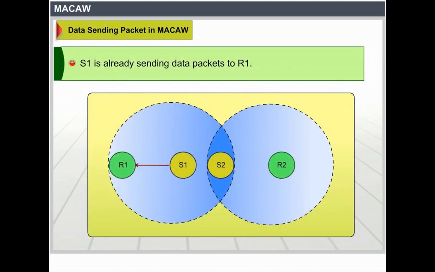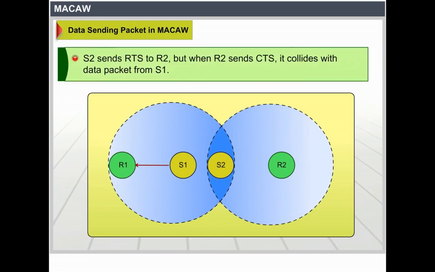S1 is already sending data packets to R1. S2 sends RTS to R2, but when R2 sends CTS, it collides with the data packet from S1.